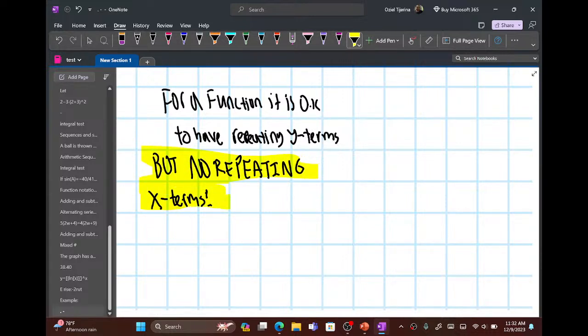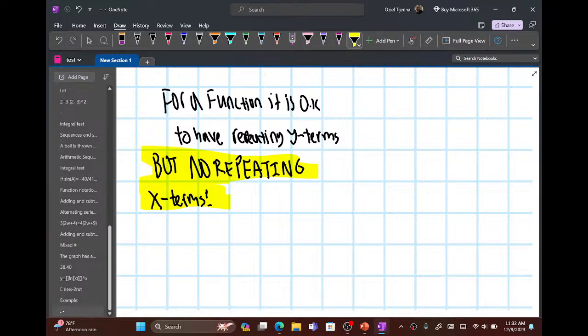Okay, guys, that is how we know whether it is a function. You always want to look at your x terms. If there is an x term that is repeated, then it will not be a function. It is a relation, though. All of these are relations. Okay.